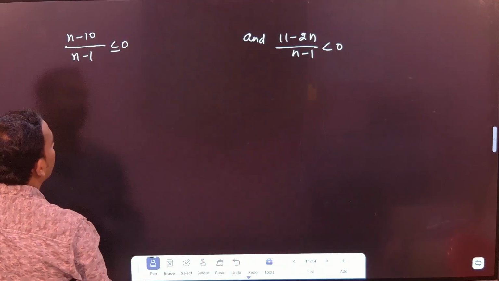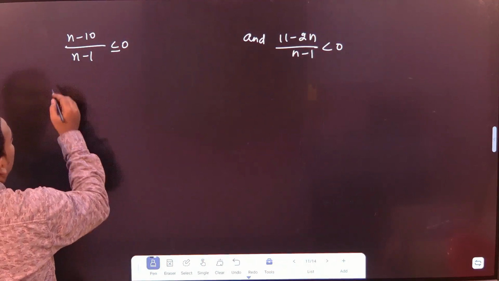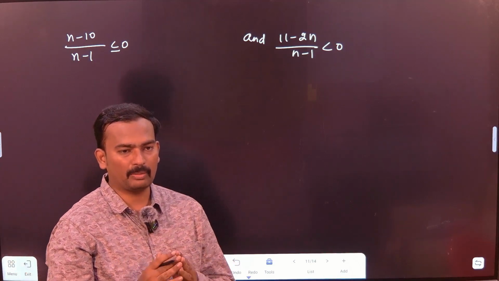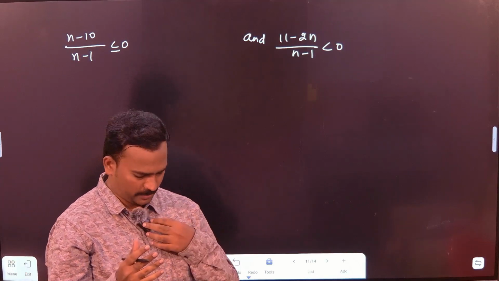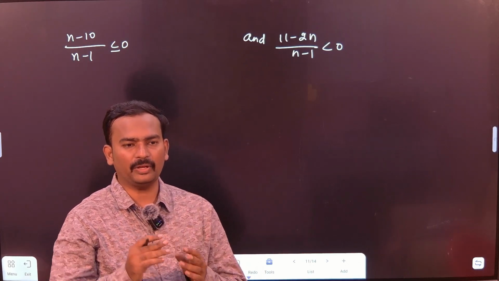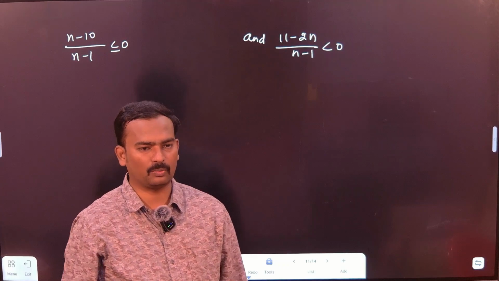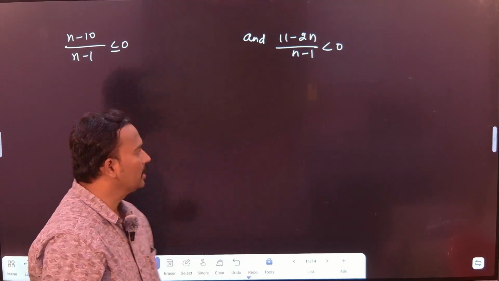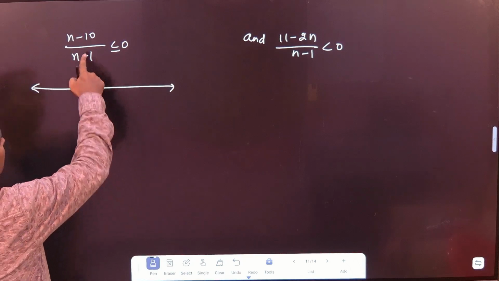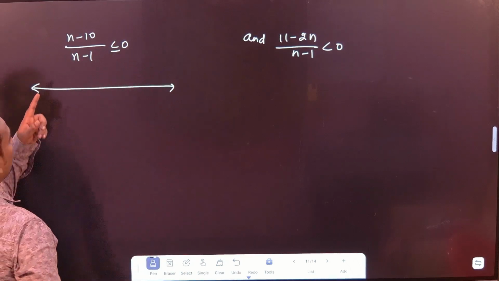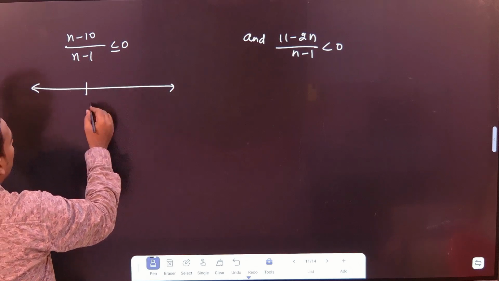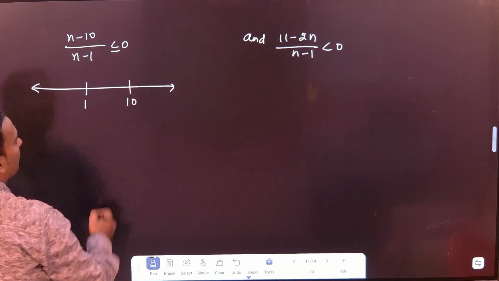Here less than or equal to 0. Okay, let me start with here. We already discussed that, the wavy curve method. If you're not able to understand the wavy curve method, you can watch my Math JEE Academy wavy curve method video, a one and a half hour video is there. You can watch it and understand. You can see here the critical point, equate to 0. N minus 10 equal to 0, n is equal to 10. N minus 1 equal to 0, so 1 and 10 are the critical points.